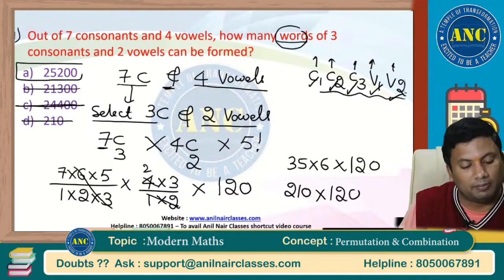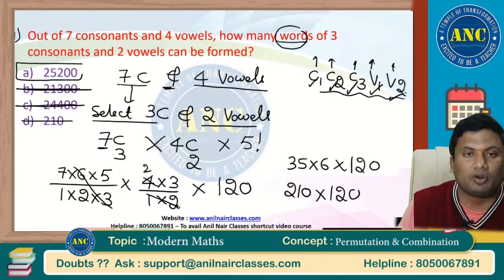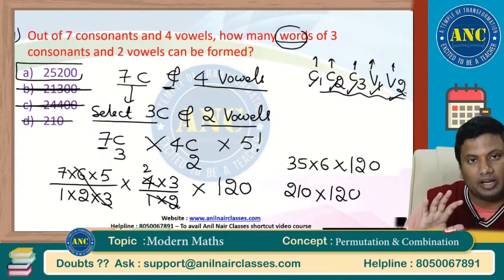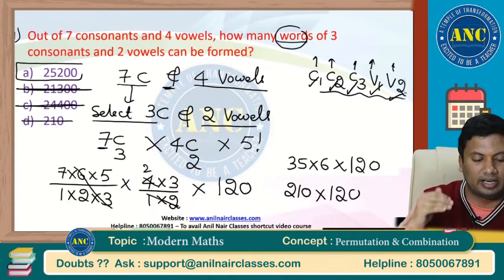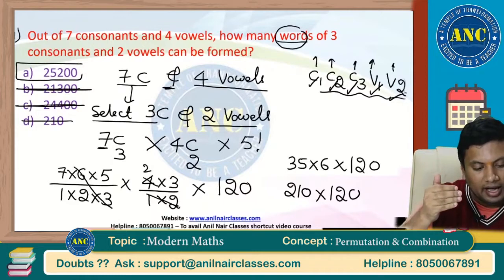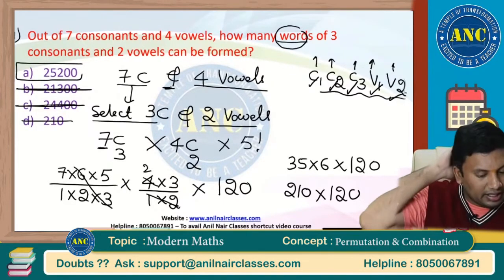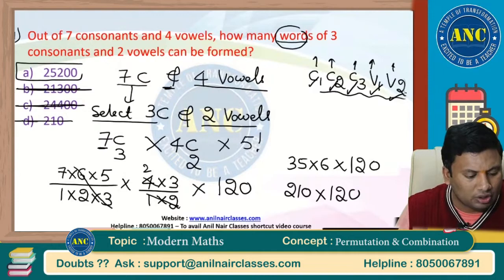24400, not divisible by 7. 21300, not divisible by 7. Just by looking at the question itself, option number B and C are eliminated. Now we are in A and D. Here itself you can say that 210 is wrong.